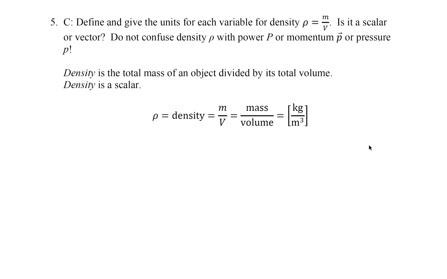Question 5. Define and give the units for each variable for density, rho equals m over V. So density is the total mass of an object divided by its total volume. It's a scalar. Density is given by the Greek letter rho, which is the total mass of an object divided by the total volume of an object, and has units of kilograms per meter cubed.